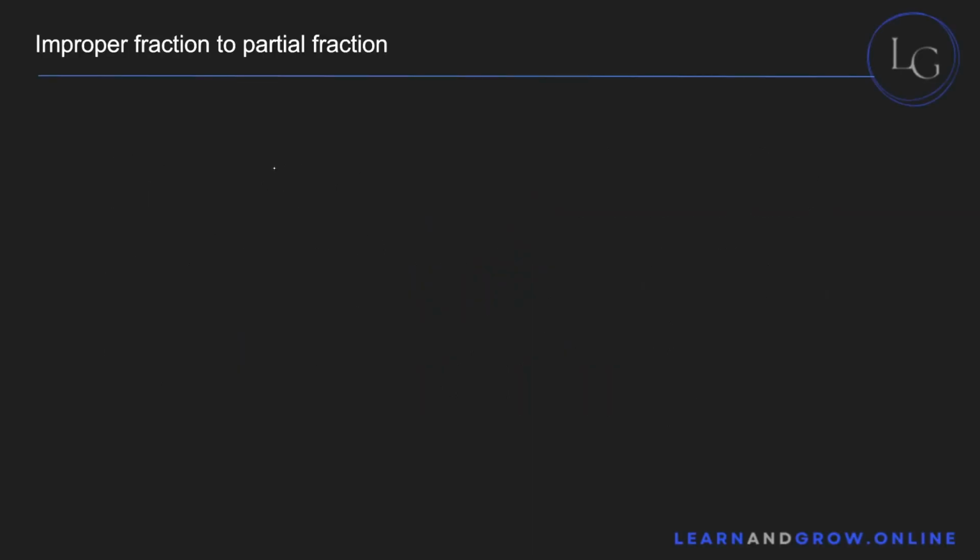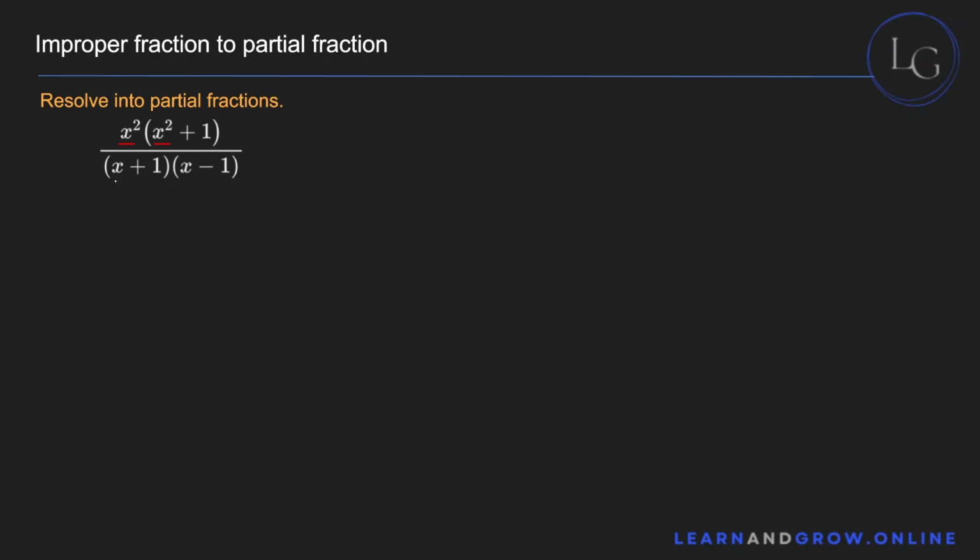Now we'll convert an improper fraction to its partial fractions. We'll resolve it. Now you have this fraction. How do you know it's an improper fraction? Well, the highest degree in the numerator will obviously be x to the power 4, because this x square will be multiplied with this x square to give you x to the power 4.